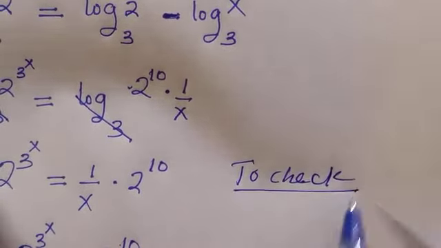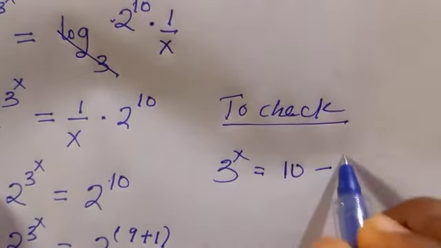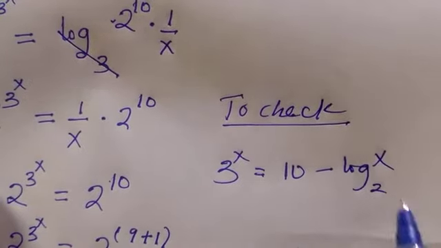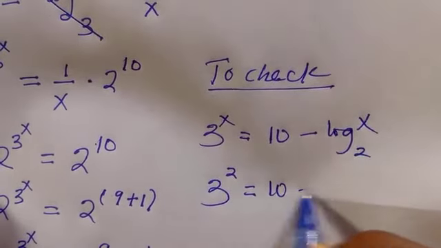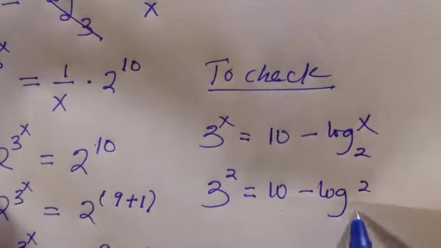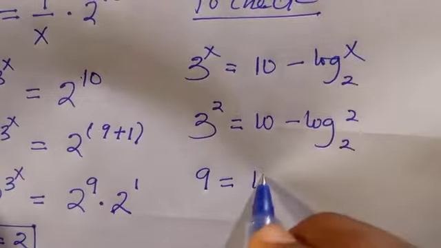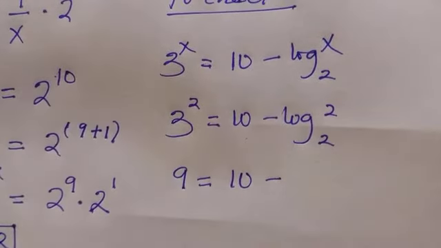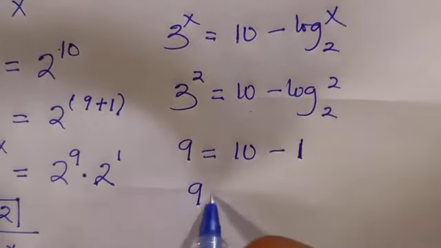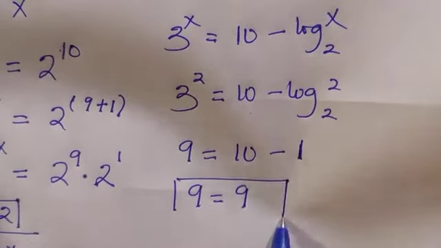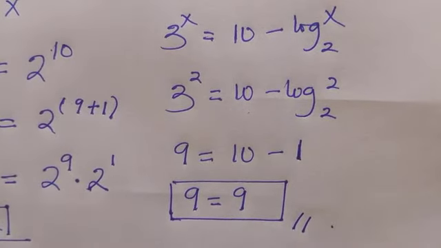So we are going to check in the problem 3 to the power x equals 10 minus log x base 2. I have already obtained the value of x, which equals 2, and we have 3 to the power 2 equals 10 minus log 2 base 2. And then we know 3 to the power 2 equals 9. Then we have equals 10 minus log of the same base, which is 1. We have log 2 base 2, that is 1. And we know 10 minus 1 equals 9. And 9 equals 9, which means that x equals 2 satisfies this problem.